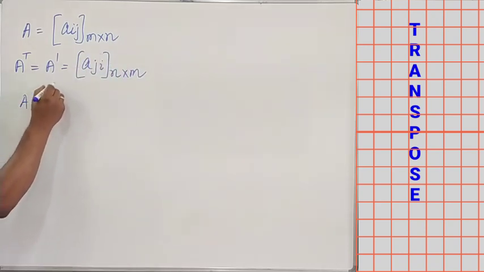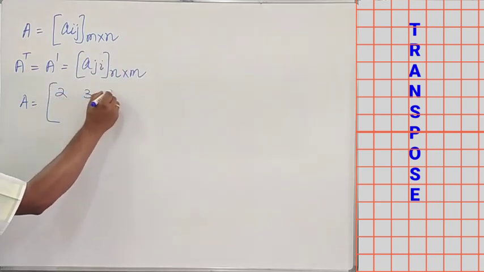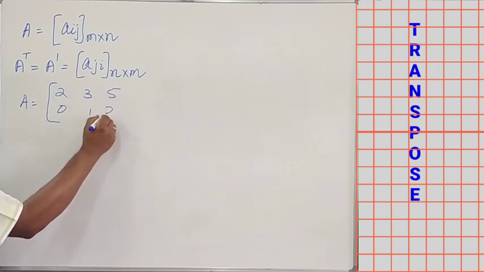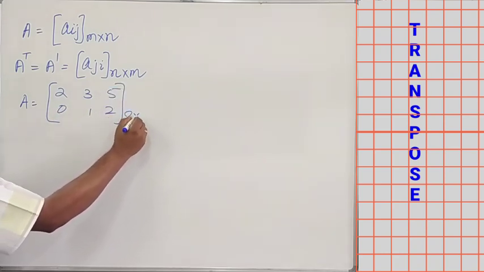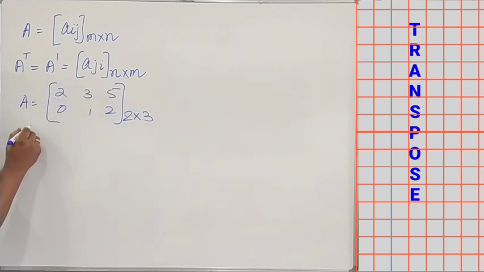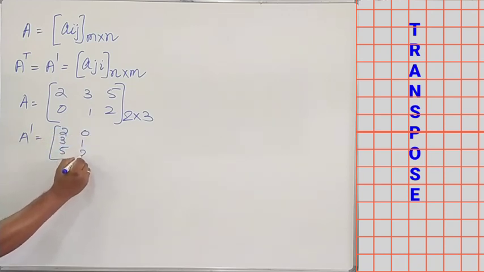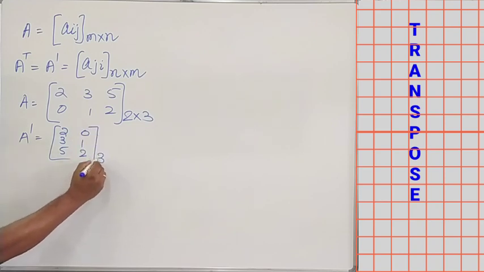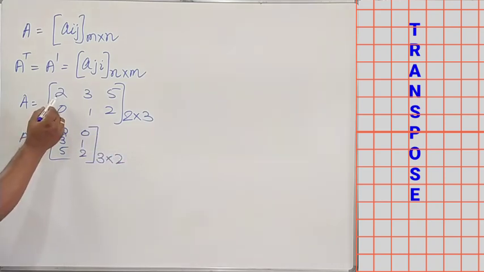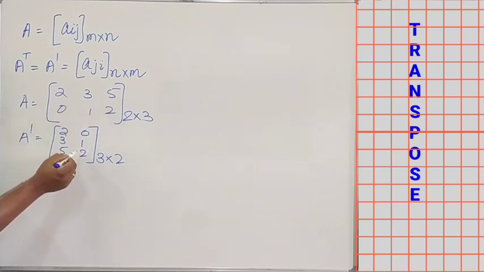If A is the matrix 2, 3, 5, 0, 1, 2, that is of order 2 by 3. A transpose is equal to matrix 2, 0, 3, 1, 5, 2, and its order is 3 by 2. Here 2, 3, 5 is the first row. In transpose, 2, 3, 5 becomes the first column, whereas 0, 1, 2 is the second row, it becomes the second column. So we get a matrix of order 3 by 2.